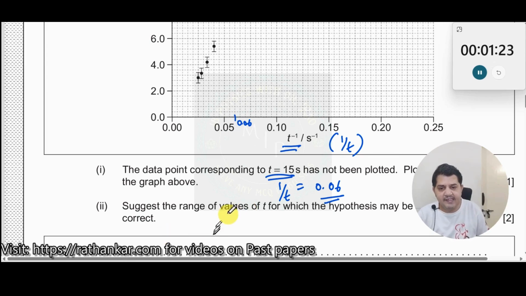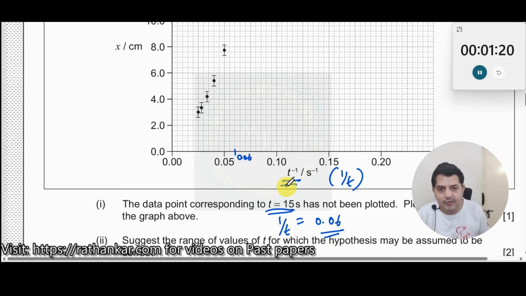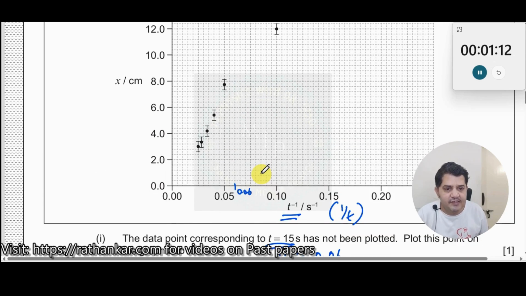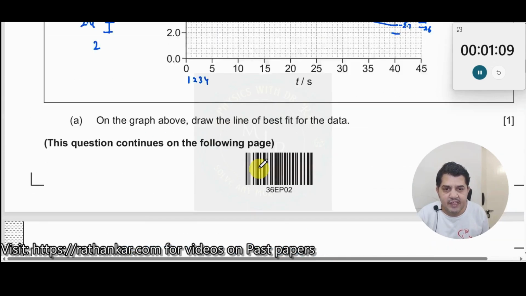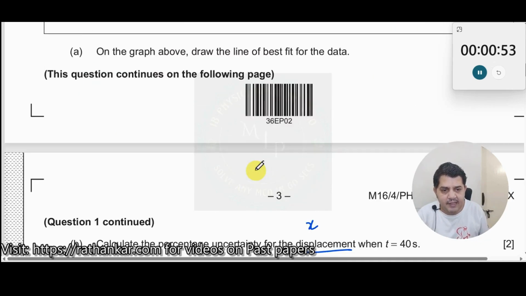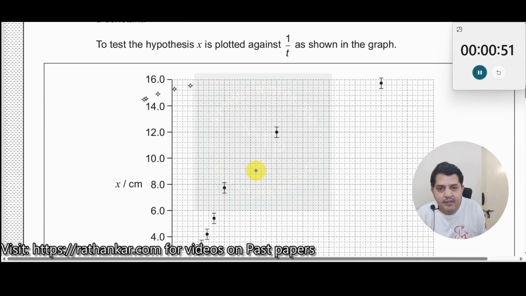Okay. Now what is he asking here? So plot the graph above. So you need to plot the value here. Now when you get 1 by t equal to so much, what's the value of x? The value of x is not given. How do I find the value of x? Is it given here? For t equal to 15 seconds, the x value was seen to be, this is 8, this is 8.4, 8.8, this was 9. So at 1 by t equal to 0.06, the x value was seen to be 9 centimeter.